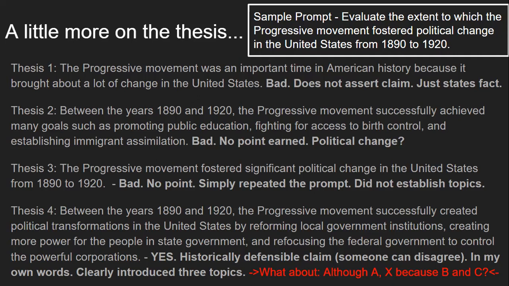Terrible thesis. That thesis sucks. It does not actually assert any claim. There is no argument there. All I'm saying is that progressivism was important and it brought about change. It just states a fact.